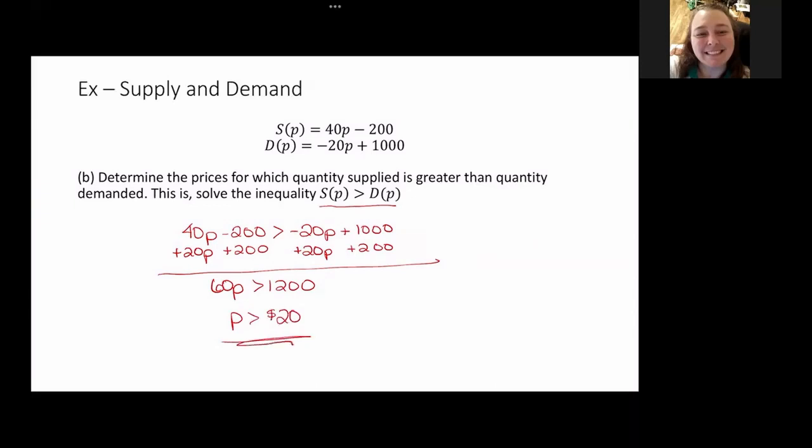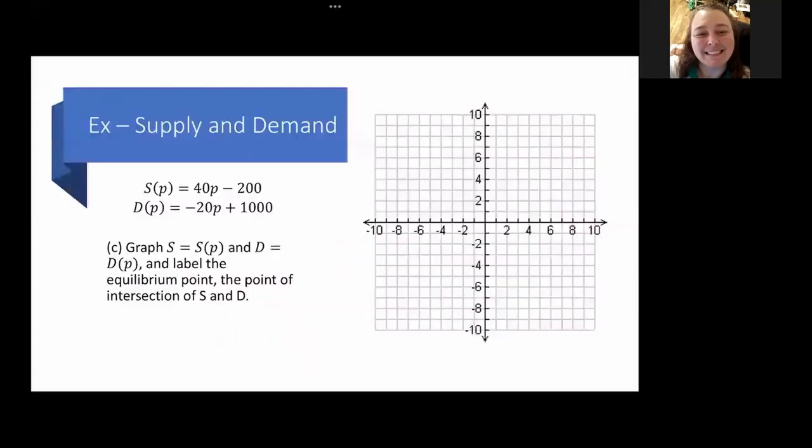Okay, so if the company is going to charge more than $20, then they're going to have that where the quantity supply is going to be more than their demand. So their supply is going to be more than their demand. So in this case, your company is going to have excess in inventory, which makes sense because you just said if the equilibrium was 20, it's either going to be less than 20 or greater than 20. That makes sense. Last but not least, let's go ahead and do a graph of this.